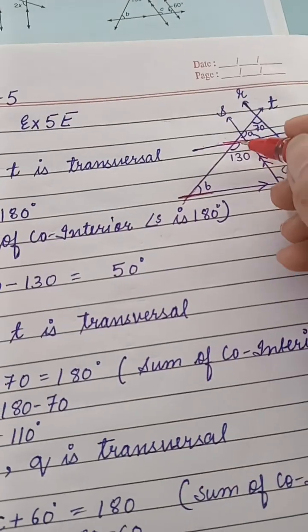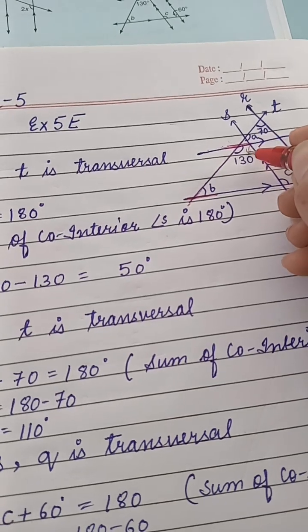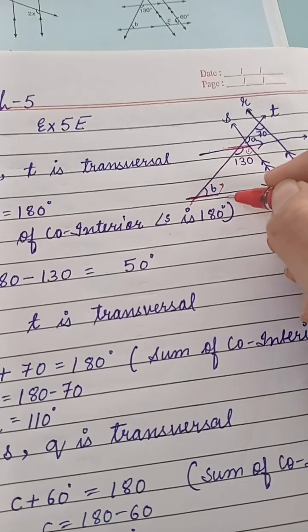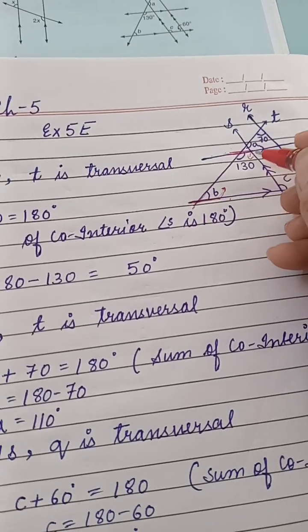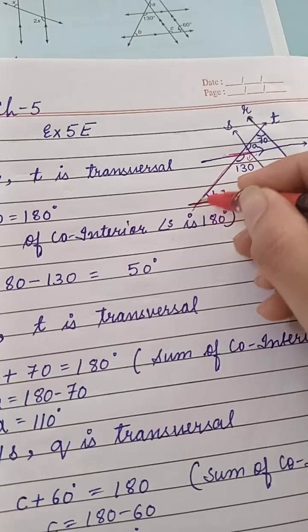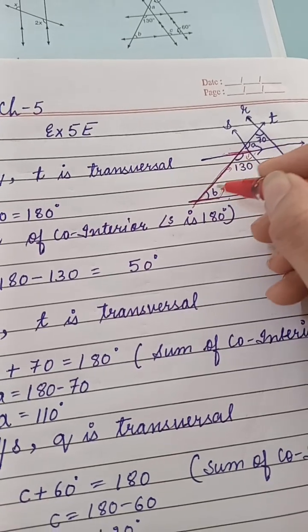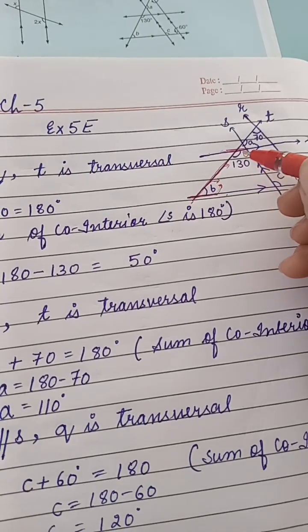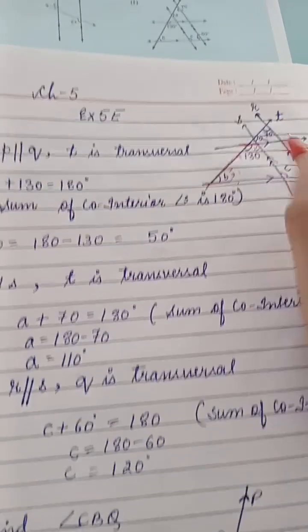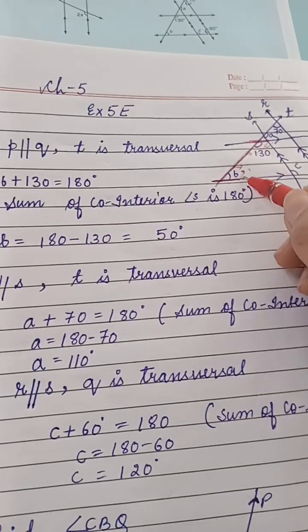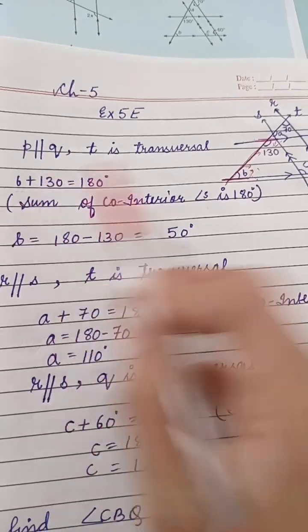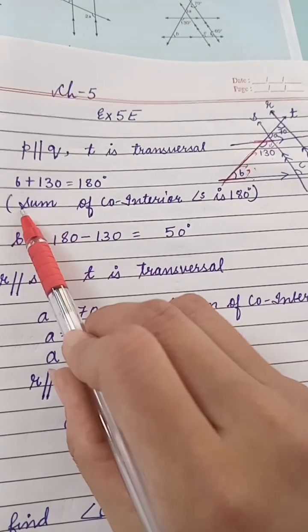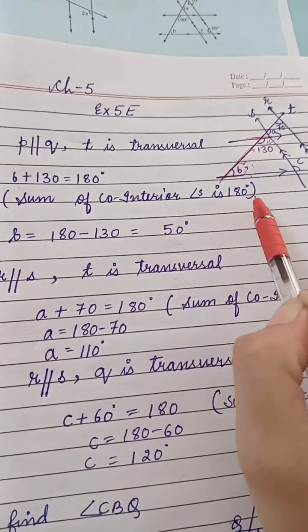Now look at this. This angle is over here and angle B is also in the interior of these parallel lines. They are in the interior and on the same side of the transversal, that is on the right hand side. So angle B is also on the right hand side. Correct? So they are co-interior angles. We know that angle B plus 130 equals 180. Why? Sum of co-interior angles is 180.